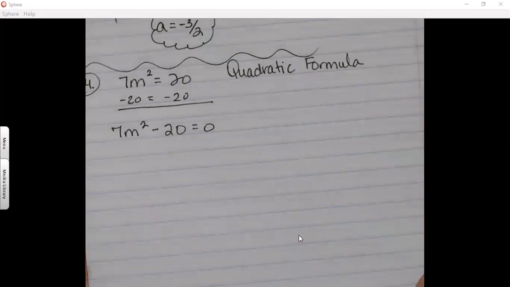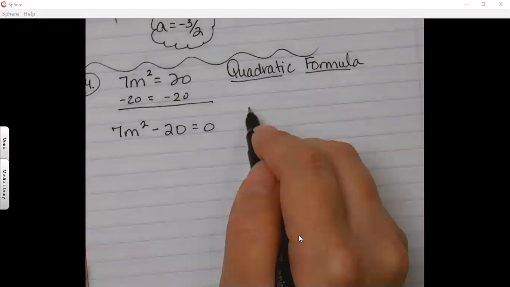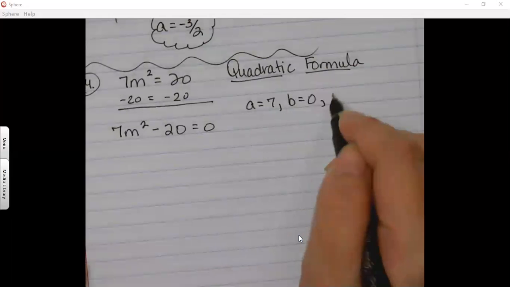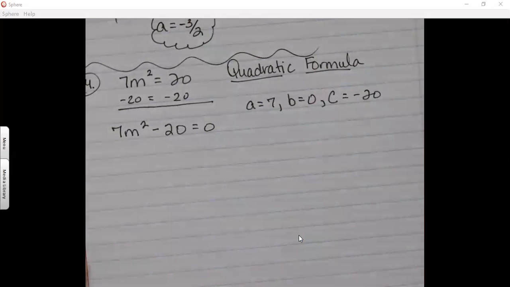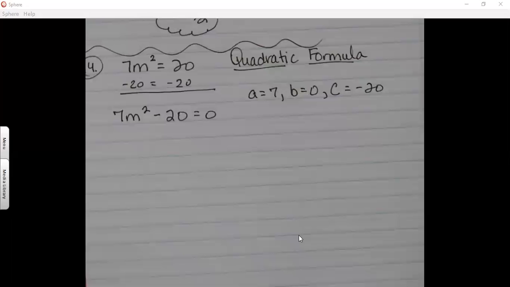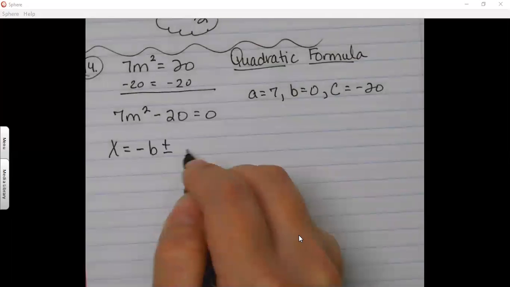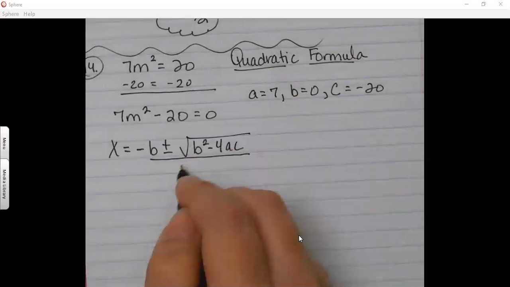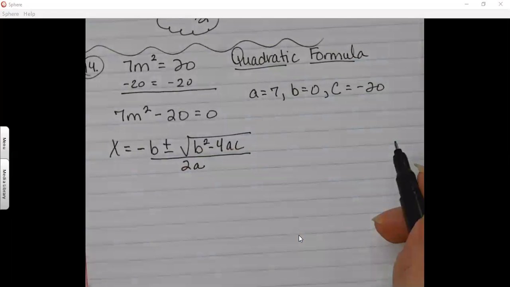You still will need to determine A, B, and C. So what is A equal to? What is B equal to? 0. What is C equal to? Negative 20. And we're going to substitute that into the quadratic formula. X equals negative B plus or minus square root B squared minus 4AC all over 2A. I'm not giving you the quadratic formula on your test. You need to have it memorized. I'm not giving it to you. Learn that song.